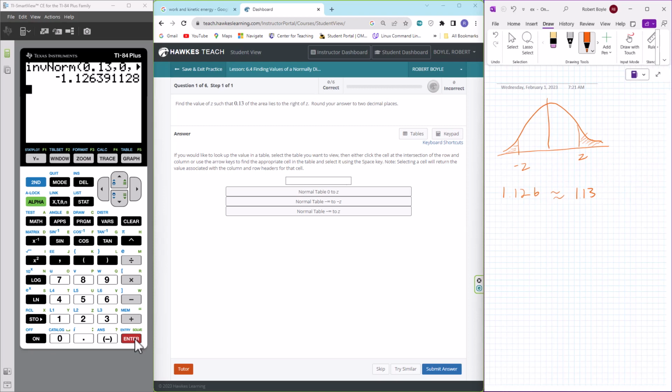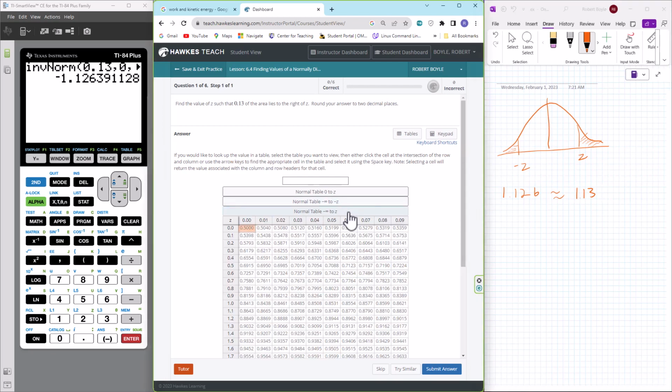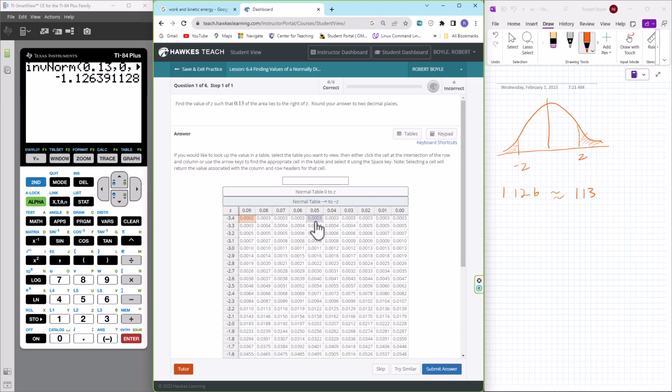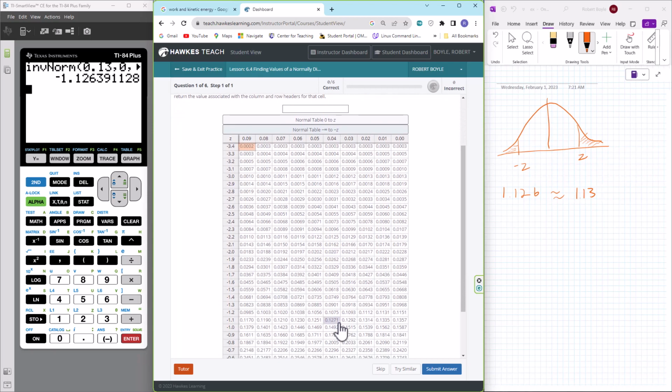Now, just to make sure that I'm right, what I might want to do is take a look at my normal table. Once again, I'm looking for an area of 0.13. Since this is less than 0.5, I want to look in the table negative infinity to negative z. If I use this table, everything starts at 0.5 where we're going up. There's no way I can find it there, but I can possibly find it here. So let's go. Here we are. Let's try to find 0.13. Well, here's 0.1. No, it's not. It's 0.01. I need to go farther down.